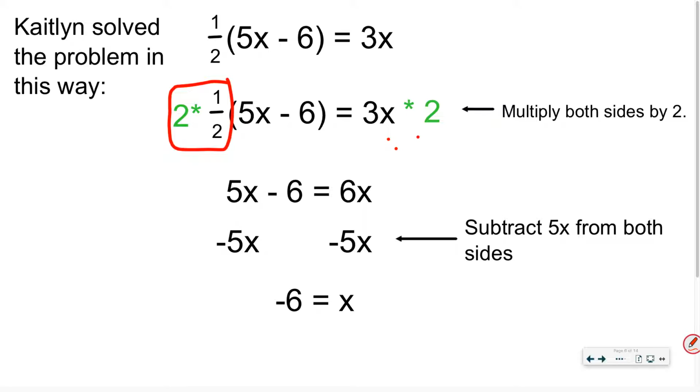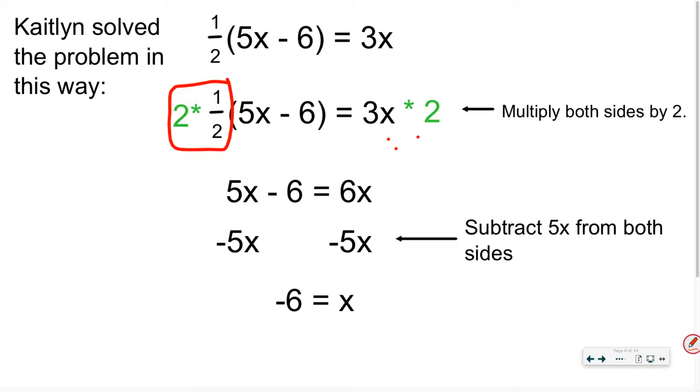I know you're seeing the steps, but what does she do from there? 5x minus 6 equals 6x. She moves the variable. Say again? Move the variable. Good. Oh, did I say "valuable"? It's okay, I knew what you meant. She moves the variable to the right side.